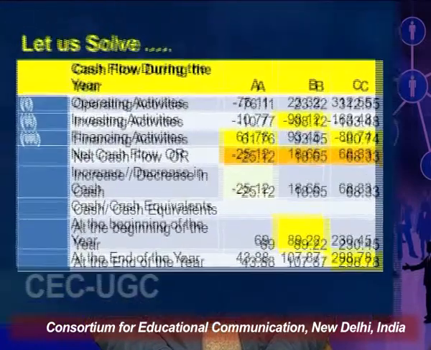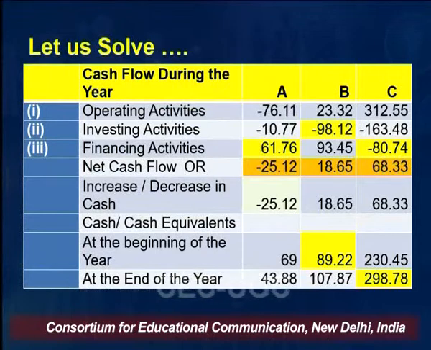Once you are aware of the format, I'll be solving this question starting from company A. We shall first be focusing on the third column, which is talking about company A, a subsidiary company of LK Limited. Whatever information was available, I have written here under the head of operating activities. There was a negative cash flow, minus 76.11. This information is available in the question. Investing activity, minus 10.77. Again, this information was available.